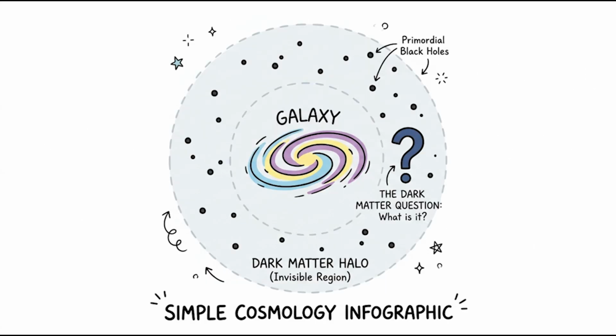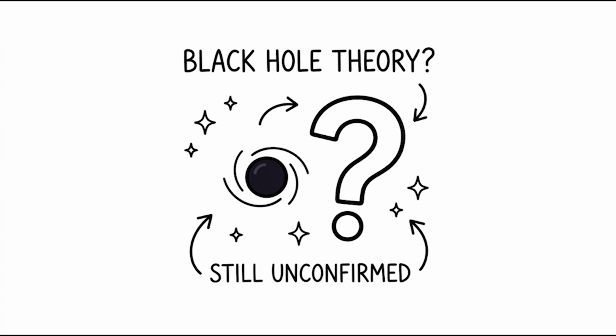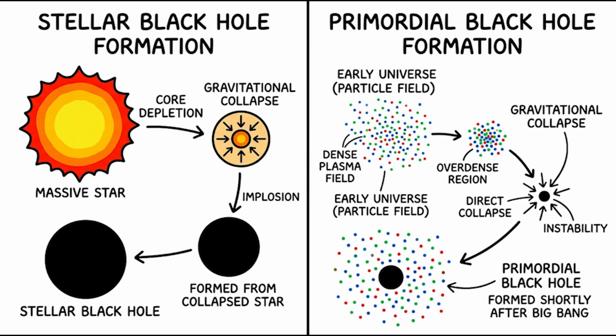Some scientists think primordial black holes could even explain dark matter, the invisible stuff that makes up most of the universe. The catch? We still haven't confirmed they exist. So for now, they remain one of the biggest mysteries in cosmology. So unlike every other black hole we've talked about, primordial black holes wouldn't come from stars at all. They would be leftovers from the very beginning of the universe.